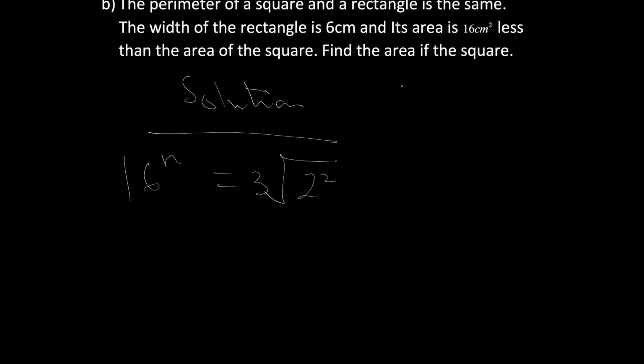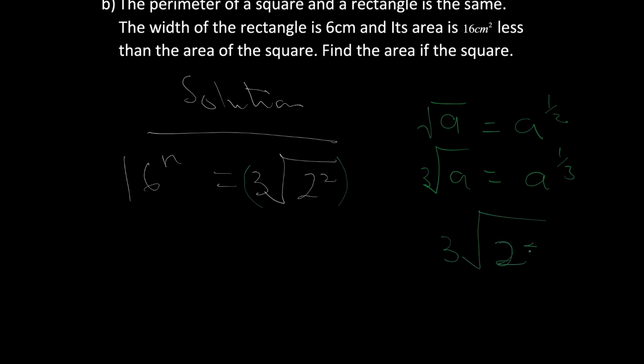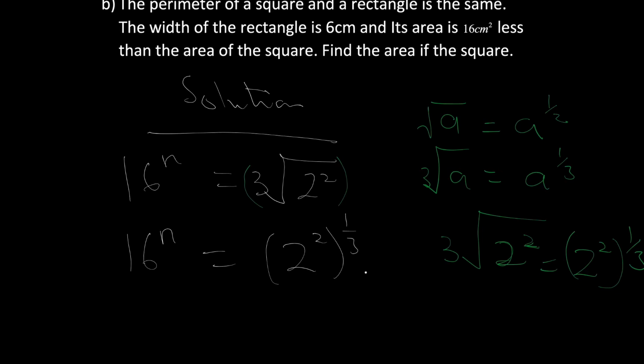So we know that square root of a is the same as a raised to the power 1 over 2. Cube root of a can also be written as a raised to the power 1 over 3. And so this cube root of 2 squared can also be written as 2 squared raised to the power 1 over 3. So then we have 16^n is equal to 2 squared raised to the power 1 over 3.